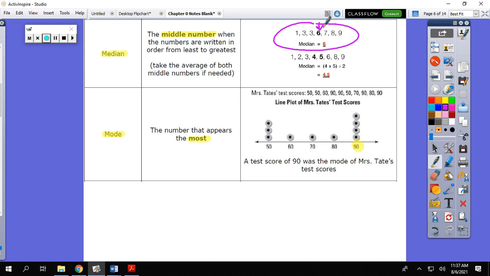However, if we have an even number of numbers, there are 2 middle numbers. The middle is between 4 and 5. So what we would do then is average those 2 numbers. We would do 4 plus 5 and then divide by 2. Many times when that happens, we'll have the same number in the middle, in which case that is the median.